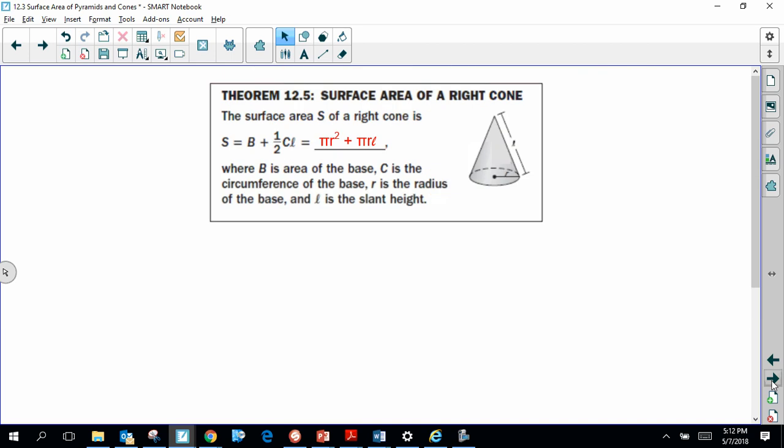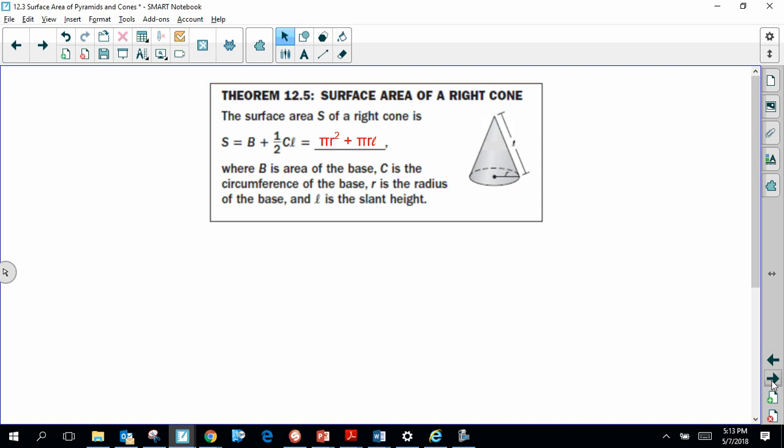Well, now we're going to be moving on to take a look at cones. Cones, kind of like cylinders, are actually fairly easy to work with when we're finding surface area because the base is always the same. It's always a circle. So since the base is a circle, we substitute pi r squared for the capital B.